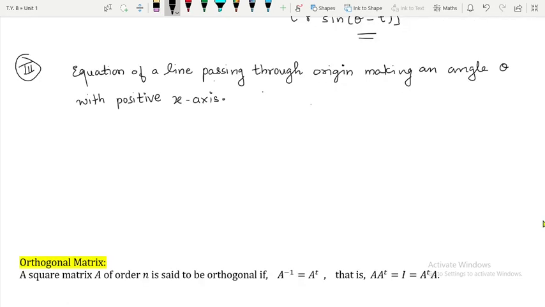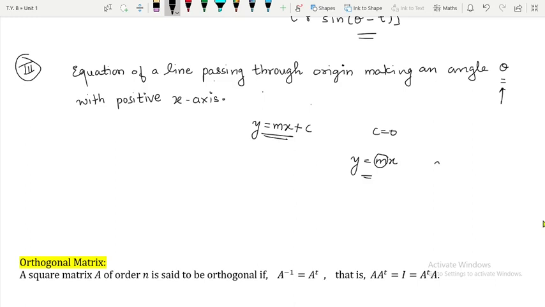Now we will see the equation of a line passing through origin making an angle theta with positive x-axis. Naturally we know the equation of a line, that is y is equal to mx plus c, right? And when does this line pass through origin? If the value of c is 0, that is y is equal to mx is the equation of a line passing through origin. But the thing is, what about the slope? Since theta is the angle made by the line with the positive x-axis, can we write the equation of a line with the help of this theta? And the answer is yes.